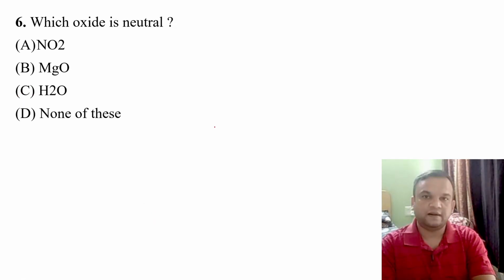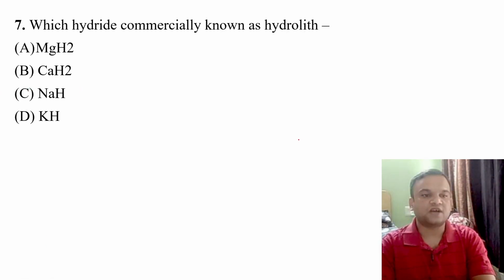Next question says, which oxide is neutral? Out of these, nitrogen dioxide, magnesium dioxide and hydrogen oxide, that is water, water is a neutral substance. Next question, which hydride is commercially known as hydrolith? Out of these options of magnesium hydride, calcium hydride, sodium hydride and potassium hydride, calcium hydride is the answer.